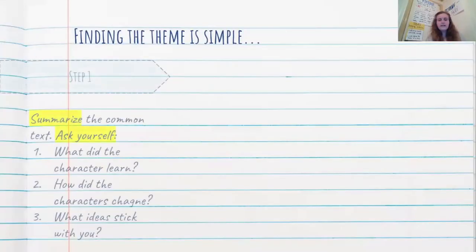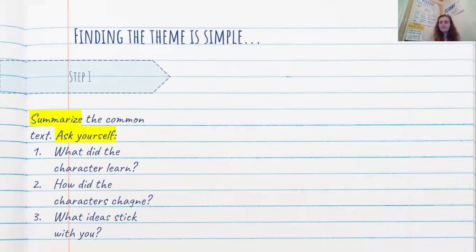So we went through this yesterday, so I'm not going to spend quite as much time on it, but we talked about how finding the theme is simple. Your first step is going to be to summarize the common text. We talked about how you really have to have a good understanding of what happened in that story. So your first step is to summarize it. After you summarize, you're also going to think about what did the character learn, how did the characters change, and what ideas stick with you.